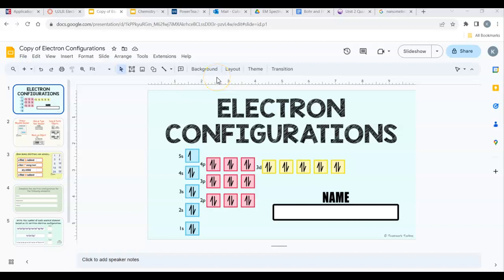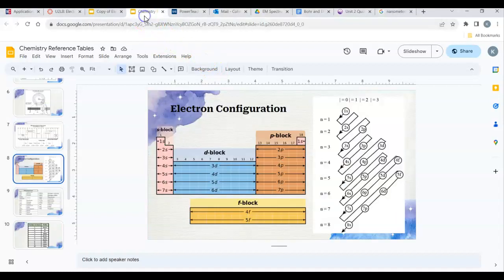Hey guys, so today we are going to be doing electron configurations. I just wanted to give you some helpful pointers on this assignment. Number one, you should have your reference tables opened, and today we're going to be working off of slide 8. So 8 is going to help you a good bit. It's got those S, D, P, and F blocks on there for you. There's also a version in the slideshow from today as well.